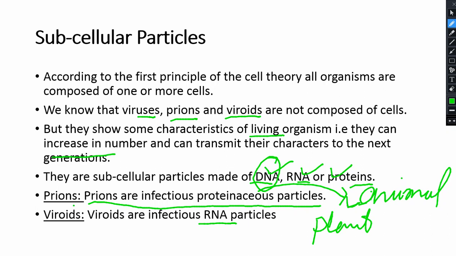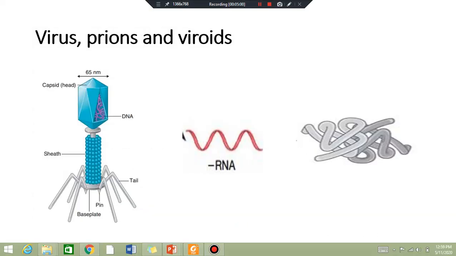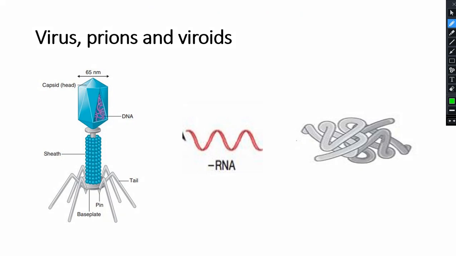Now let's move forward and look to the diagram. A general virus has these components: capsid, and inside there is DNA, there is a sheath, and there is a tail, and there is the base plate and a pin where they will inject their genetic information into the host.